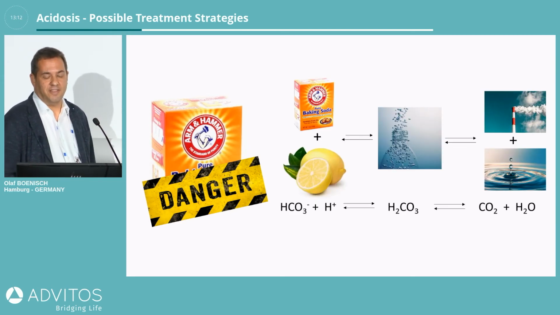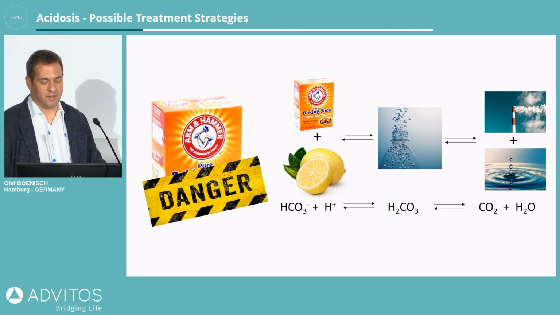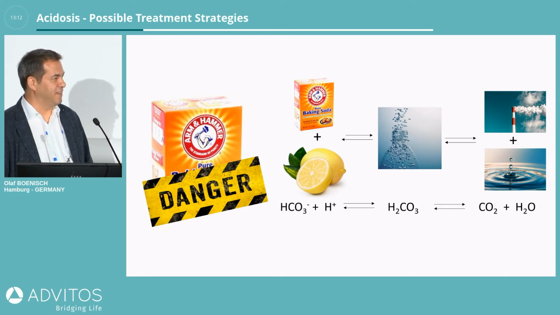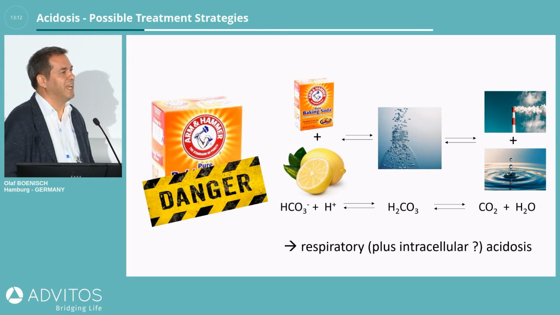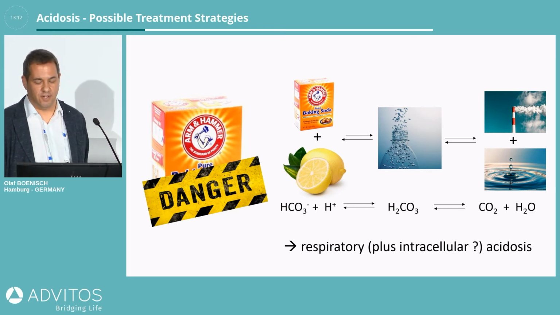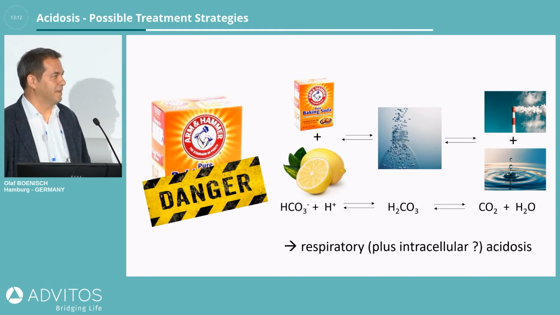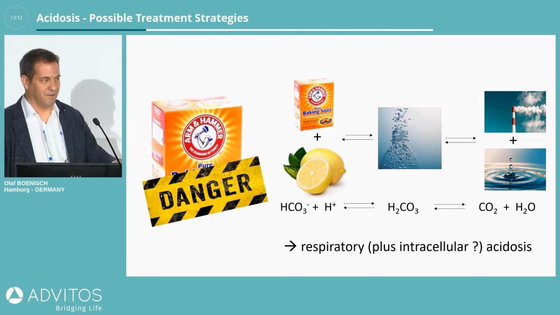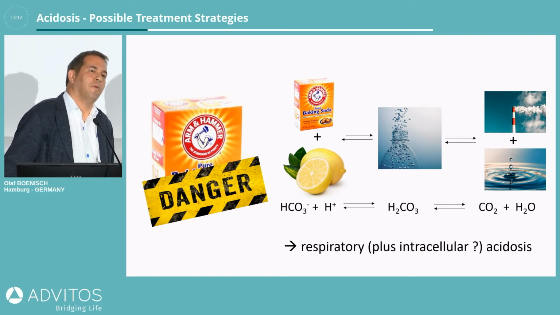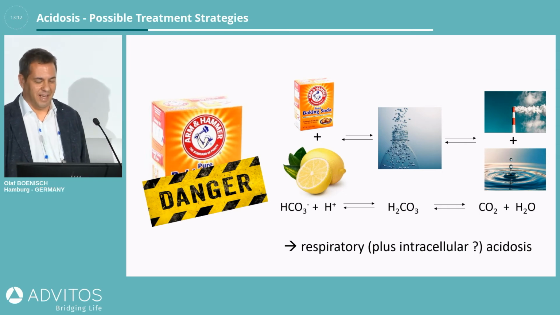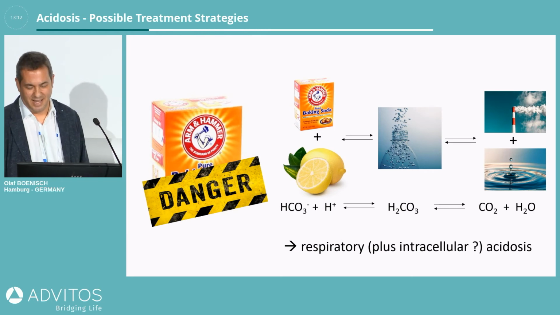This is first of all the thing that bicarbonate plus hydrogen converts to carbonic acid, and this dissolves into CO2 and water. So in case a patient is not able to get rid of the CO2, we might create a respiratory acidosis. It is often discussed that we also might create an intracellular acidosis, which is probably even worse than the extracellular acidosis, but these observations are mainly derived from animal experiments.